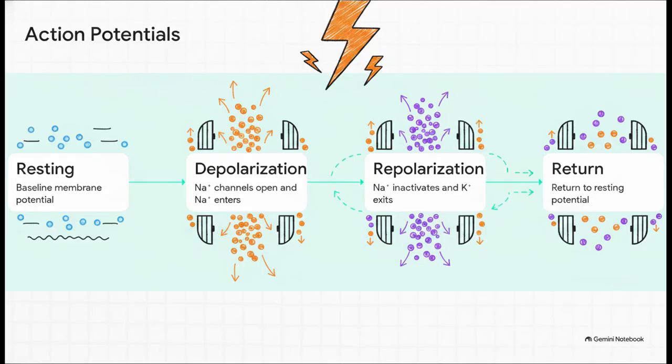But when it's time to send a signal, boom, we get an action potential. It's basically this highly coordinated energetic relay race. From the resting state, voltage-gated sodium channels suddenly fly open, and sodium rushes into the cell, depolarizing it. Almost immediately, those sodium gates inactivate, and potassium channels open up. Potassium then rushes out, repolarizing the membrane, until everything eventually settles back down to that resting potential. This super-fast sequential opening and closing of gates is exactly how an electrical signal travels down a nerve fiber.